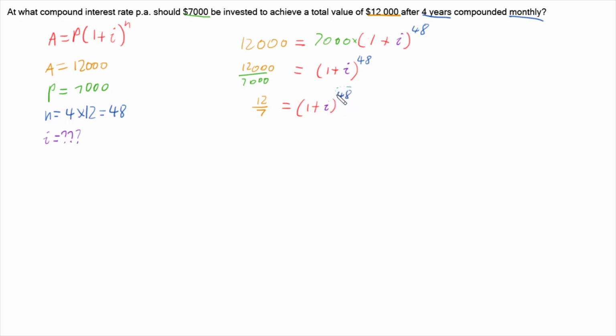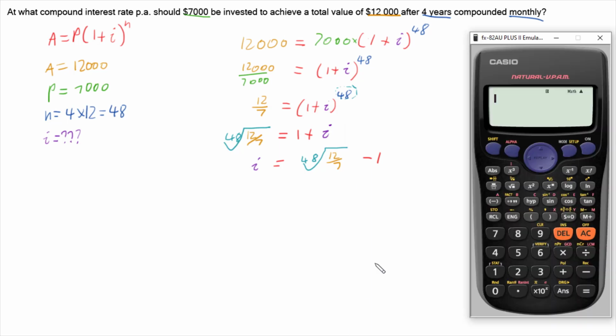Now the next thing we need to deal with is this power of 48. The opposite of raising to a power is to do a root. So we want the 48th root of 12 over 7. What number multiplied by itself 48 times gives us this fraction 12 over 7, or 1 and a bit? That's going to be 1 plus little i. Lastly, we just need to get rid of this plus 1, so we're going to minus 1 from both sides. So little i is going to be the 48th root of 12 over 7, minus 1. Now we need to put that into our calculator.